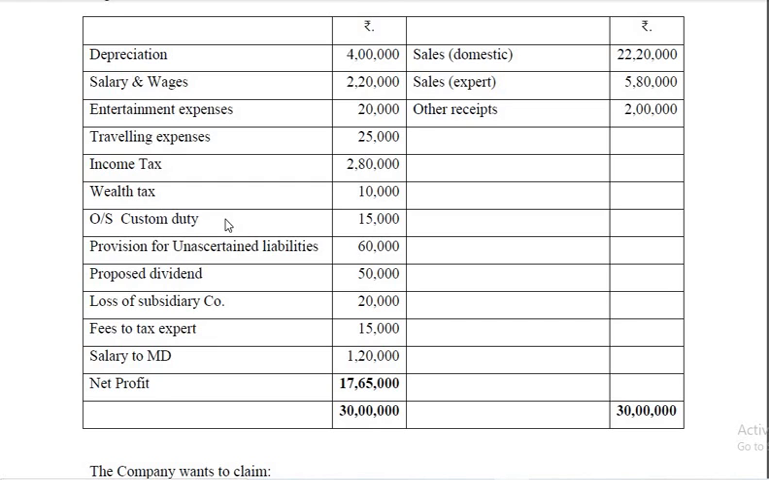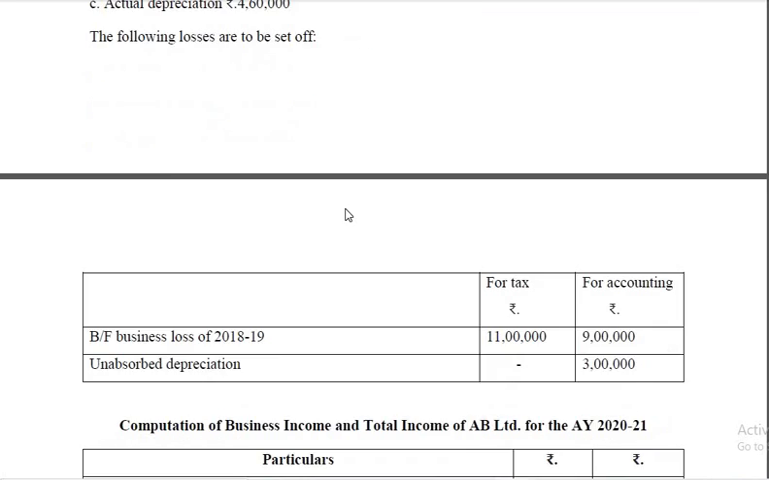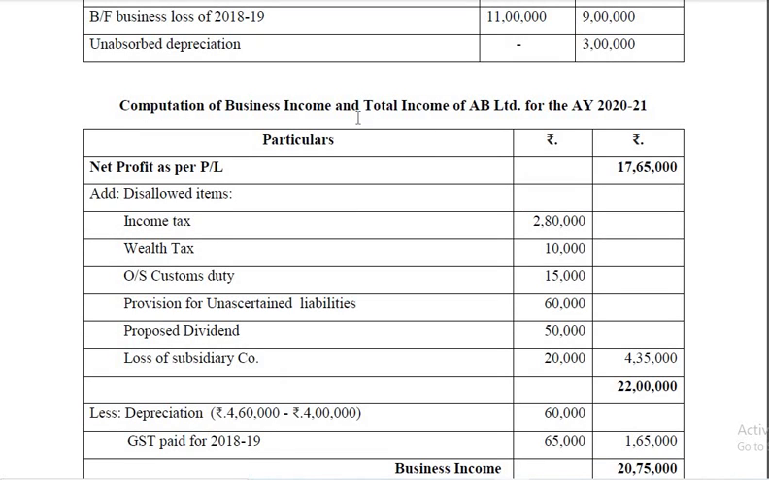And even outstanding customs duty is not to be added while computing book profit. Whereas provision for unascertained liabilities, proposed dividend, loss of subsidiary company, these are the items to be added to net profit while computing book profit. Okay, this is about the treatment of various items. Let us see now the computation of business income.